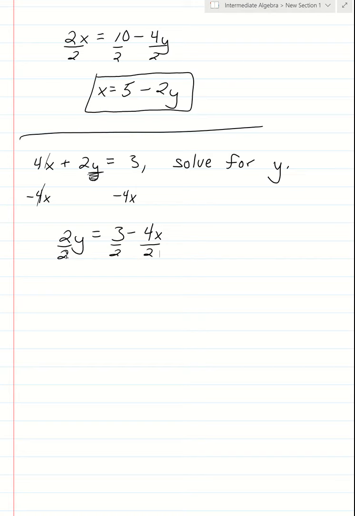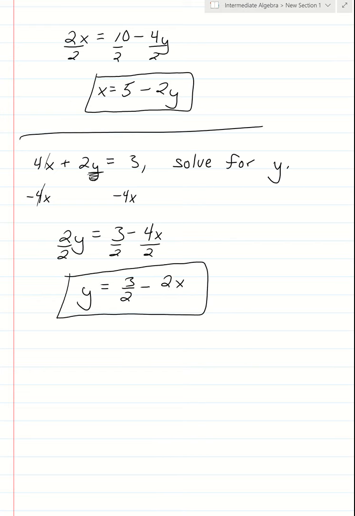Well, here on the left, 2y divided by 2 is just y. Let's simplify what we can here on the right side. Can't do anything with 3 halves, so let's just leave it as such. 3 halves minus 4 divided by 2, that of course would give you a 2x. And that would be your solution for y.